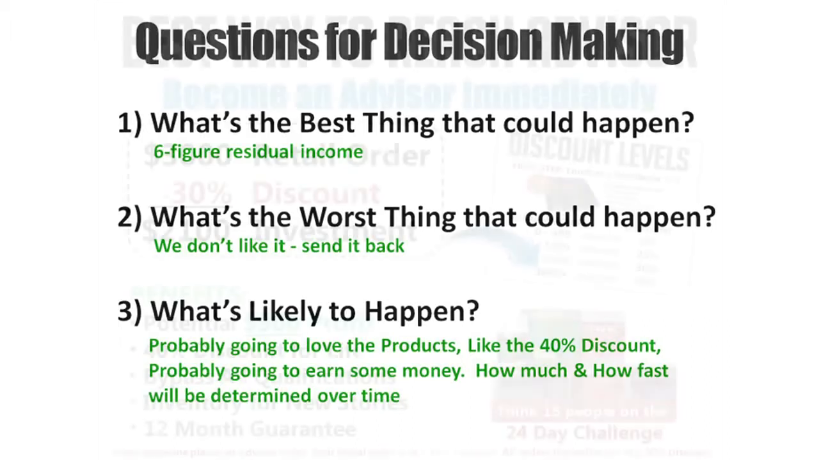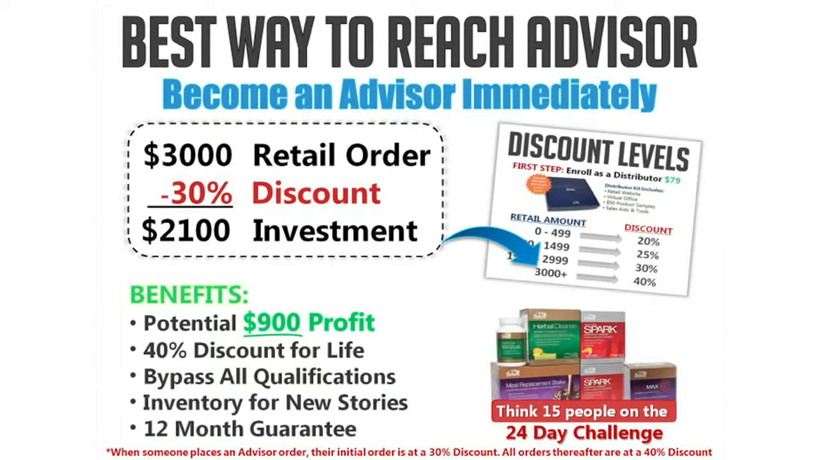Now, let's discuss real quick the best way to get to advisor. Like we said, if someone wants to go straight to the advisor level, remember that discount level chart I showed you earlier. It's a $3,000 retail order. That initial order is at a 30% discount, but every order thereafter is always at a 40% discount. So when you place a $3,000 order, that initial discount's at a 30, so your investment's $2,100. But again, when you sell that order, you're going to get that $2,100 investment back, plus you've got a potential $900 profit on top of that order.